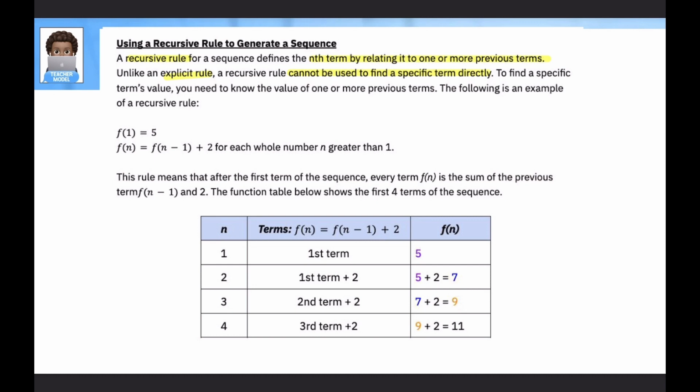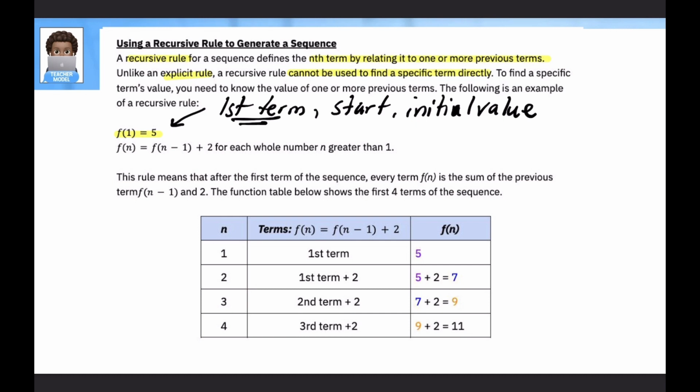Let's look at this example here. So this rule over here, where f of 1 is 5. We need that first term to be able to identify it. That's our starter, our initial. So these are other words you might see. And we're going to have a rule that's basically telling us we need the number before. So n minus 1 means the one before it, the previous. And then something's going to happen to that number.